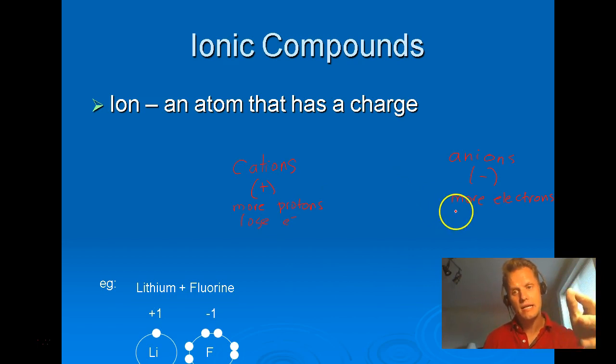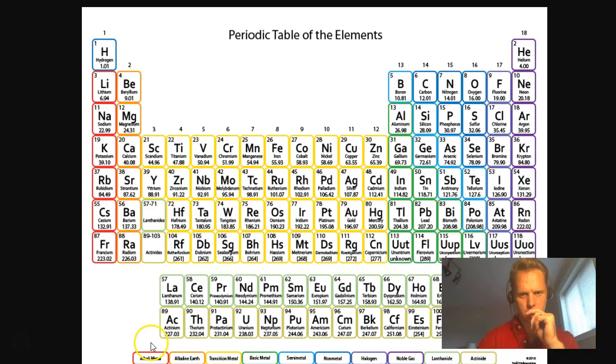And then we have anions, which are actually going to be the nonmetals, you'll see in a moment, and they actually gain electrons. They have more electrons than protons. Remember, protons are positive, electrons are negative. If you gain electrons, you're negative, you're an anion. If you lose electrons, you're positive, you are a cation. So let's talk about what atoms on the periodic table form cations or anions.